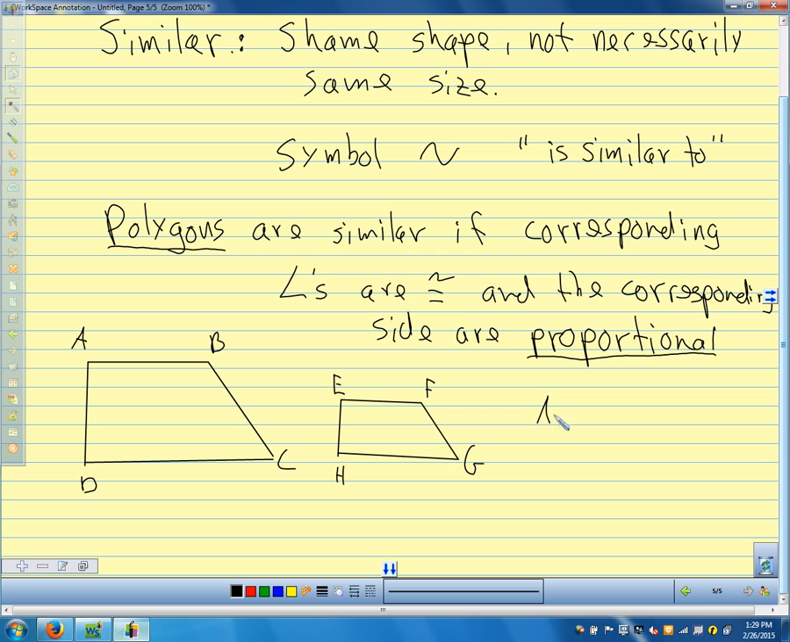So if ABCD is similar to EFGH, that tells us that the corresponding angles are congruent. So angle A would be congruent to angle E. Angle B would be congruent to angle F. Angle G would be congruent to angle C. And angle D would be congruent to angle H.